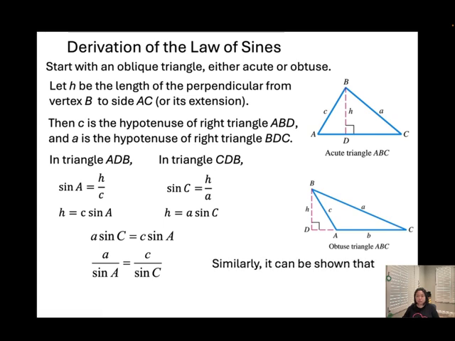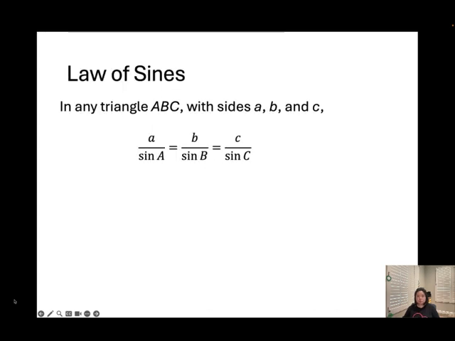And if you do the same thing, you could find that a over sine A equals b over sine B equals c over sine C. And we call this the law of sines. Okay, make sure the capital letters A, B, C refer to the angles, and the lowercase letters a, b, c refer to the sides.